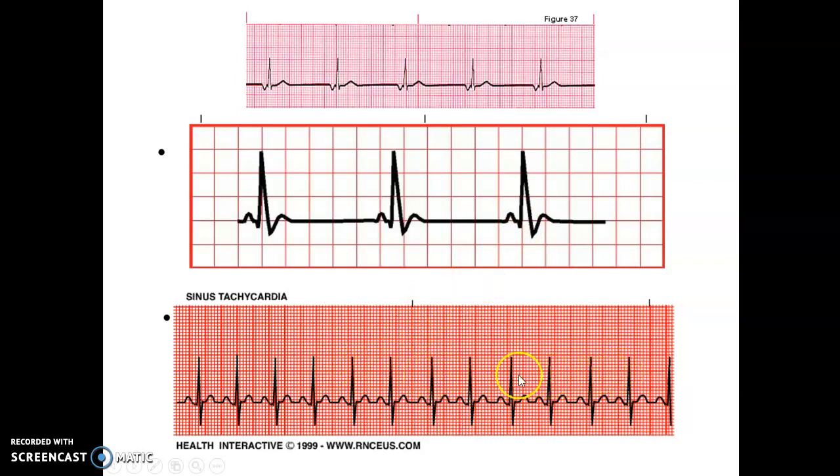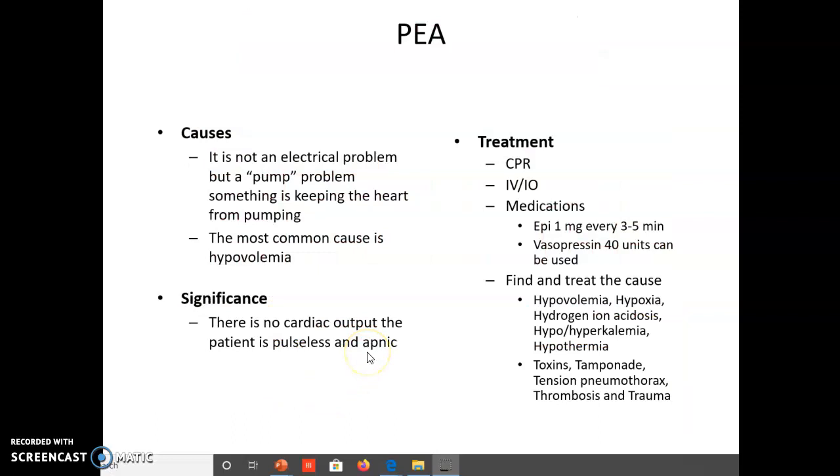This one here, regular rhythm. My rate here looks like it's about 120. I have a P wave for each and every QRS. Normal PR interval. So since it had a normal P wave and normal QRS, we were expecting it to have a pulse, but it didn't. It would be PEA. Now the causes of our PEA, it is not an electrical problem. It is a pump problem. There's something keeping the heart from pumping.